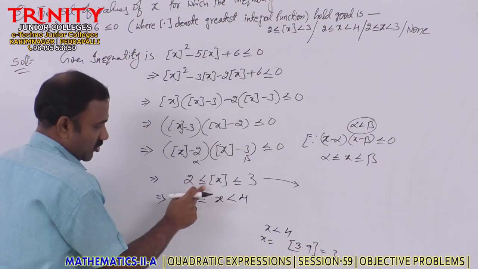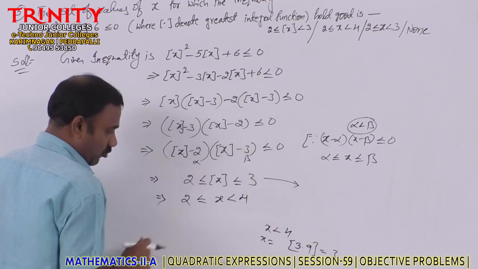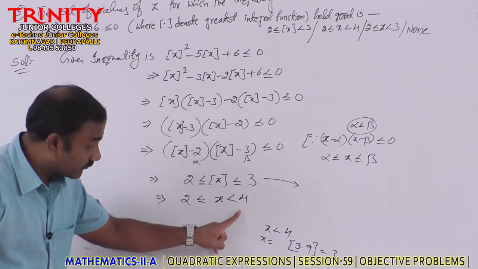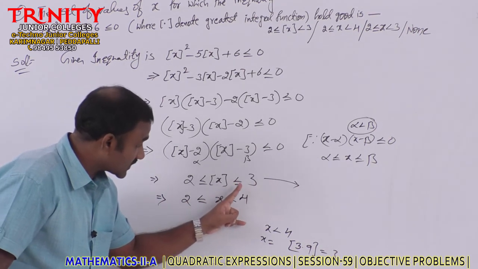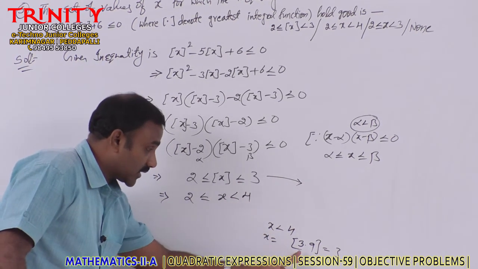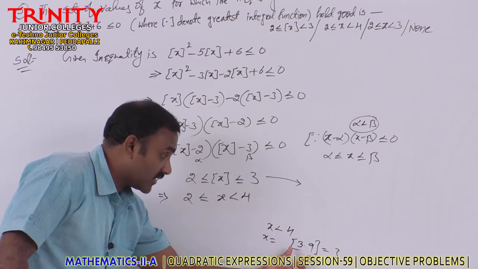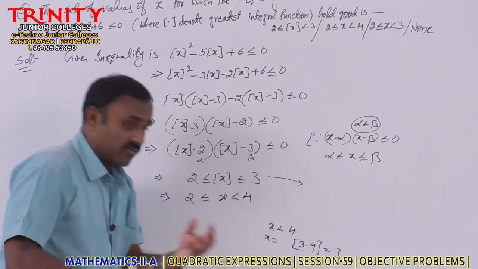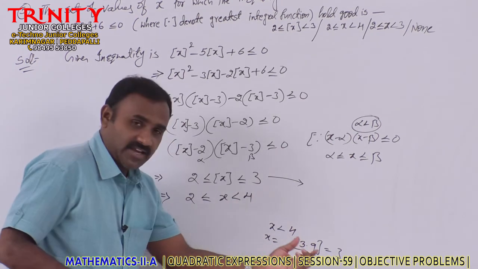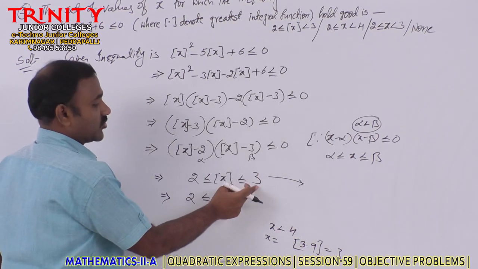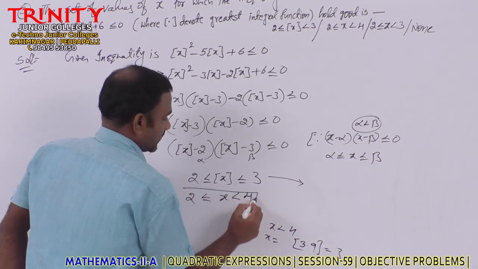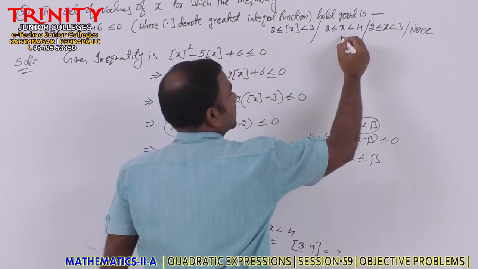Therefore 2 ≤ [x] ≤ 3 is equivalent to 2 ≤ x < 4. Here I gave you the example also. Less than 4 means if we take x = 3.9, then [3.9] is 3. If you take x = 3.5, [3.5] is again 3. Therefore it is equivalent to 3, so less than or equal to 3 is nothing but less than 4. This is the value of this function.